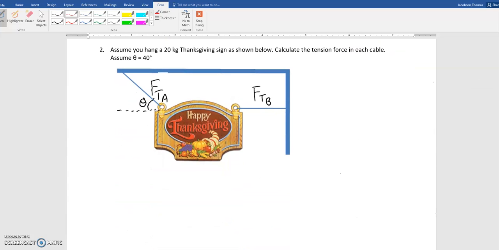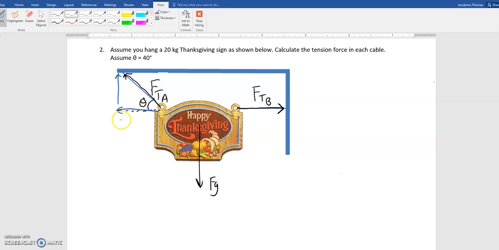Next problem, I am hanging a Thanksgiving sign from 2 ropes. All right, we've got to figure out the tension in each cable. Start off with a force diagram. That's Fg. This rope is going to pull to the right. My FA is going to pull up and to the left. Then I'll draw my triangle here with the angled force, like that.